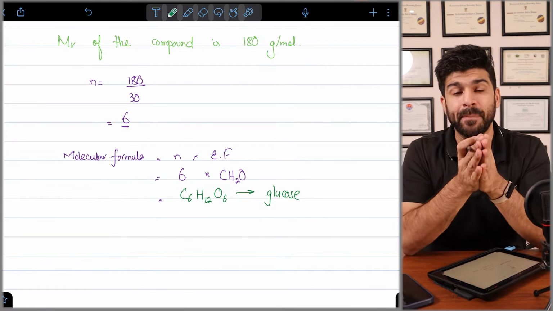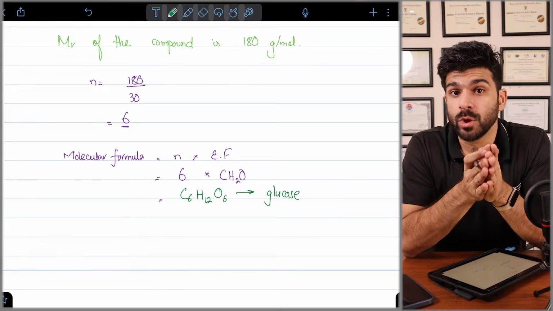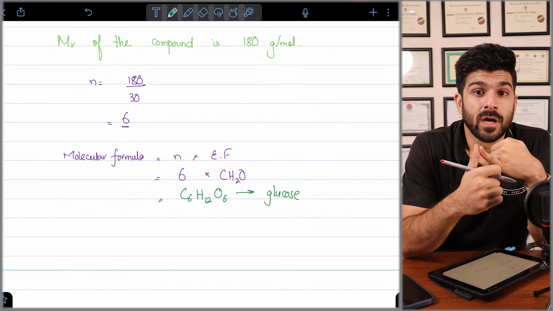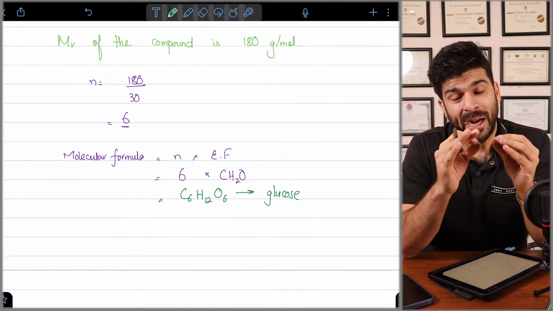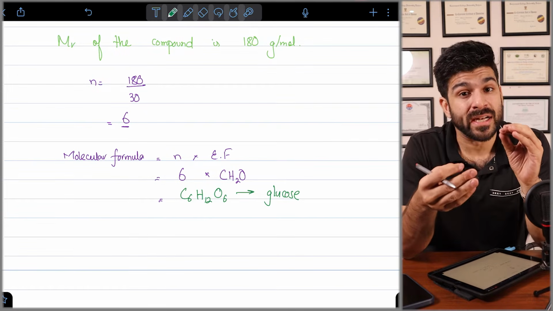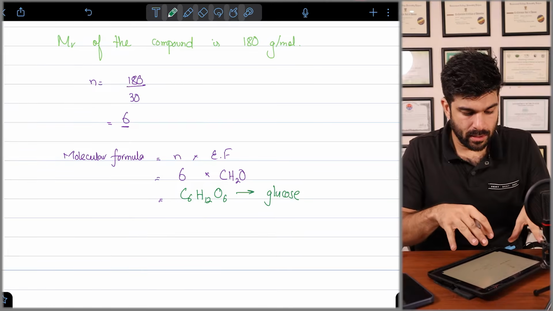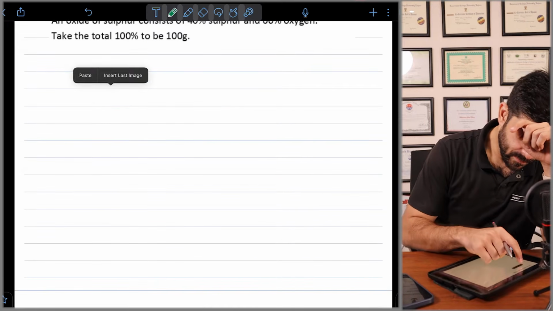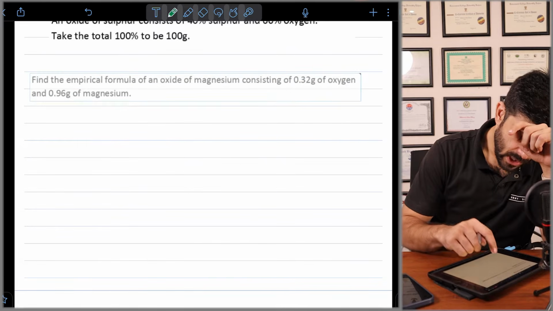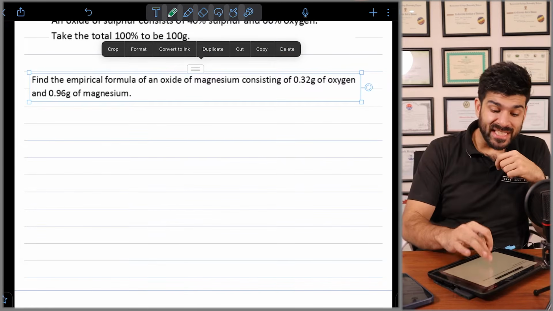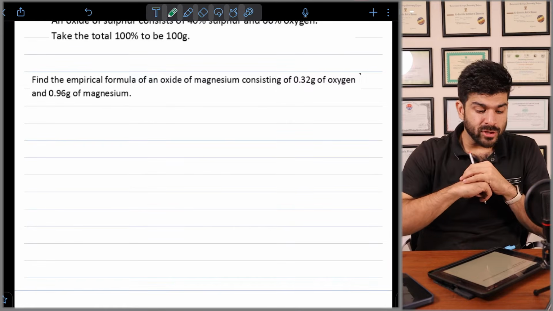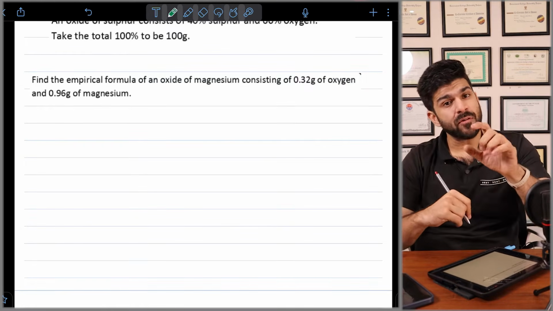So that is the concept. But again, when we talk about moles, you need to practice it. For moles, the more you practice, the better you become. Because these were the two formulas, let's solve this question first. Find the empirical formula of an oxide of magnesium consisting of 0.32 gram of oxygen and 0.96 gram of magnesium.